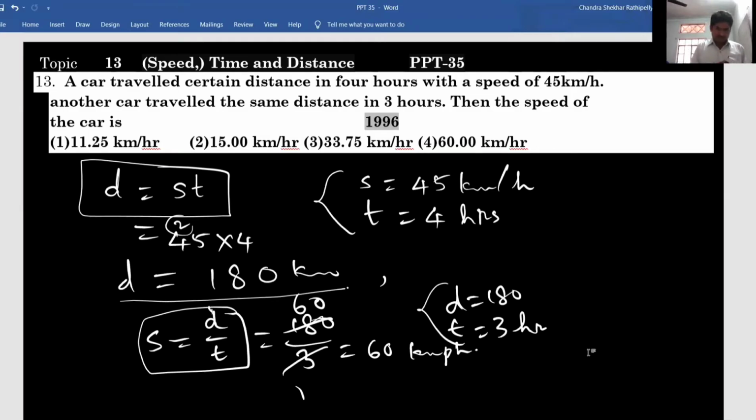Lakshmi Prasanna, what's your doubt? Okay, ma. Okay. 60 kilometer per hour, so the fourth option is correct, children.